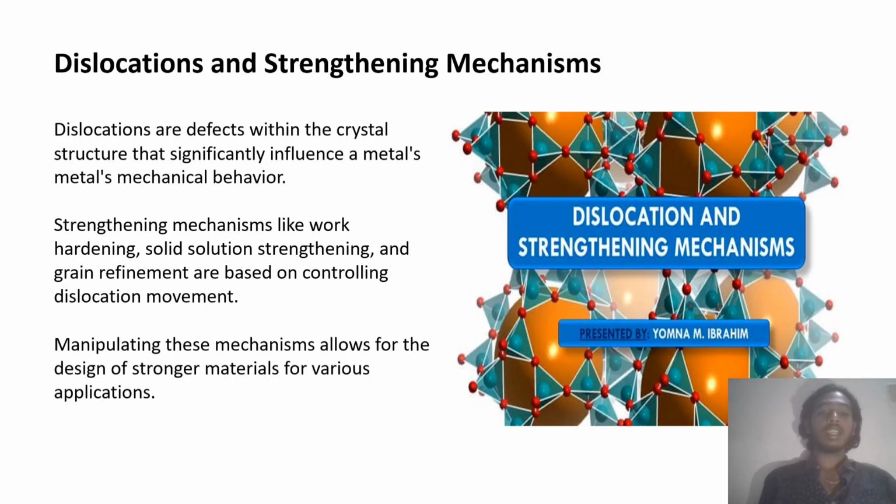Next, we move on to dislocations and strengthening mechanisms. Dislocations are defects within the crystal structure that significantly influence a metal's mechanical behavior. Strengthening mechanisms like work hardening, solid solution strengthening, and grain refinement are based on controlling dislocation movements. Manipulating these mechanisms allows for the design of stronger materials for various applications.